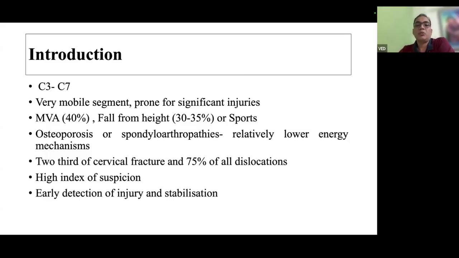Osteoporosis and spondyloarthropathies are next in number, accounting for another group of subaxial cervical spine injuries, and they relatively require lower energy compared to the former modes of injury, because they happen in pathological bone or in the advanced age group. 2/3 of cervical fractures and nearly 75% of all dislocations are contributed by subaxial cervical spine injury. We should have a high index of suspicion to detect these injuries early and treat these cases.